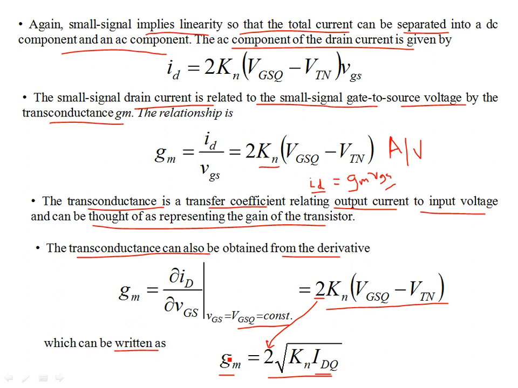The advantage of writing it this way is that if you have the DC part of the MOSFET transistor amplifier, you can write the transconductance gain, because this parameter is usually known. This is the conduction parameter of the transistor. So in terms of the DC current, you can write the transconductance gain directly.